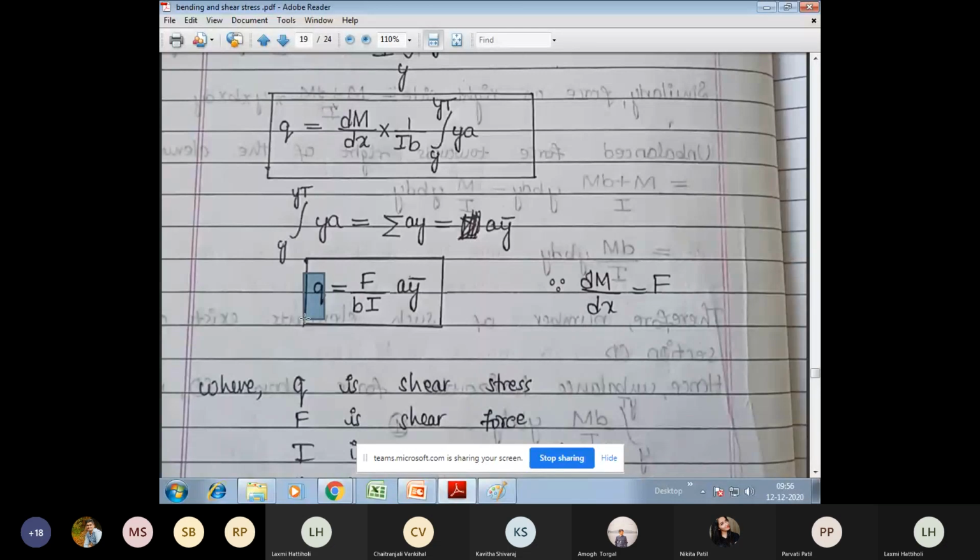When this Q will be maximum? Is it at the neutral axis? Is it at the top fiber? Is it at the bottom fiber? At top fiber, ma'am. At the top fiber. So Amok says that the shear stress is maximum at the top fiber. How is it maximum, Amok? Anybody else? Where the area is maximum? At top, ma'am.